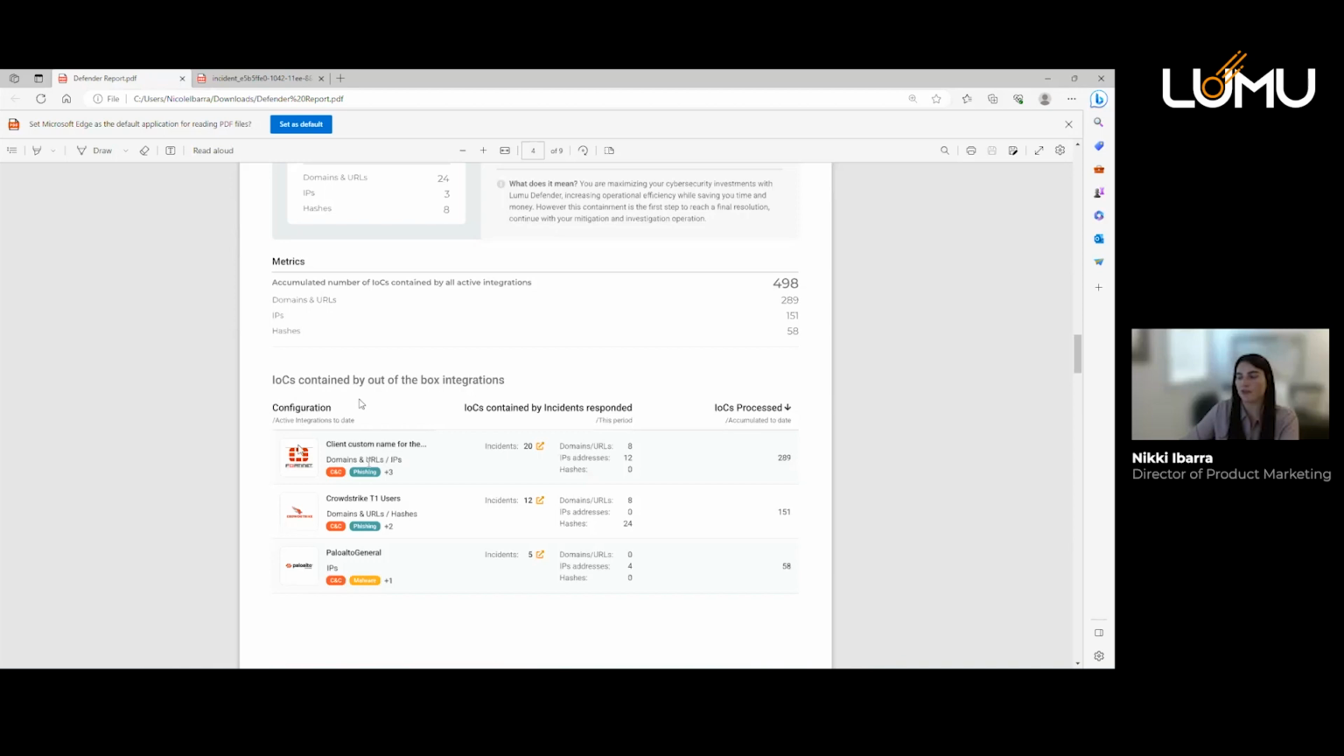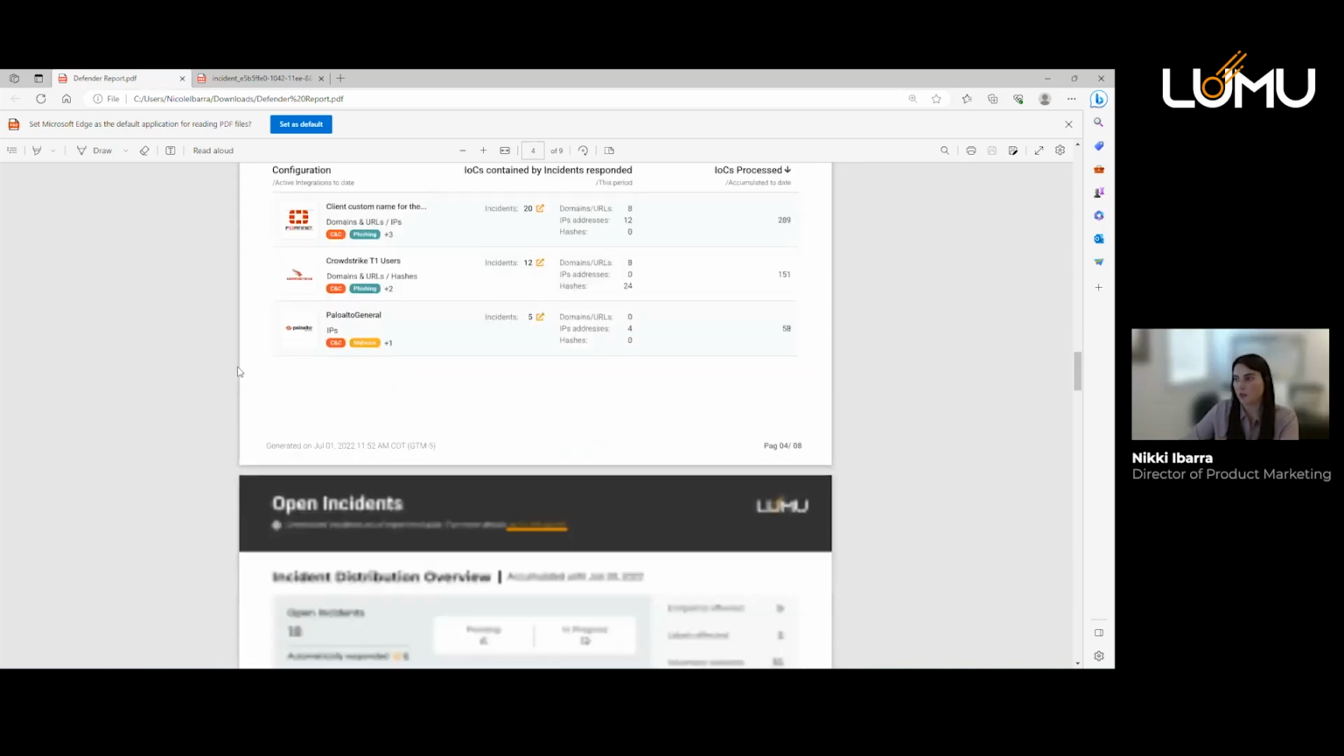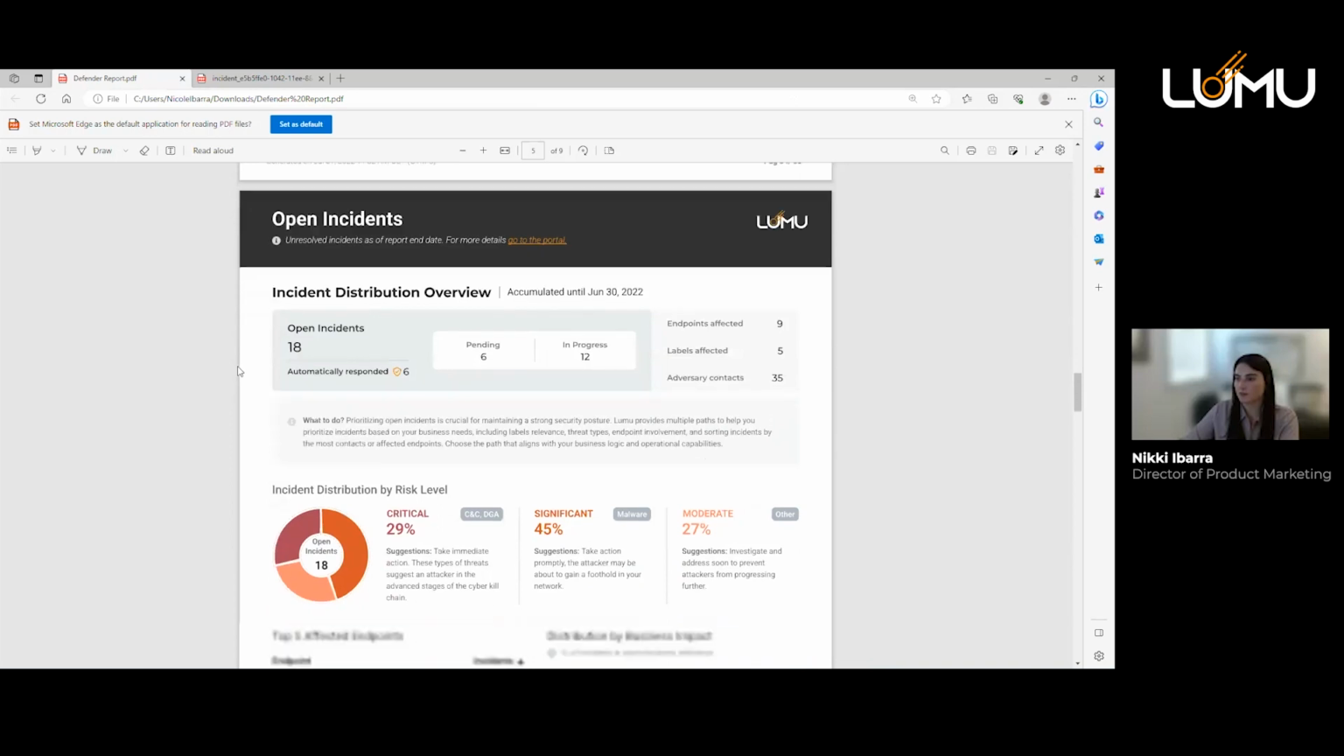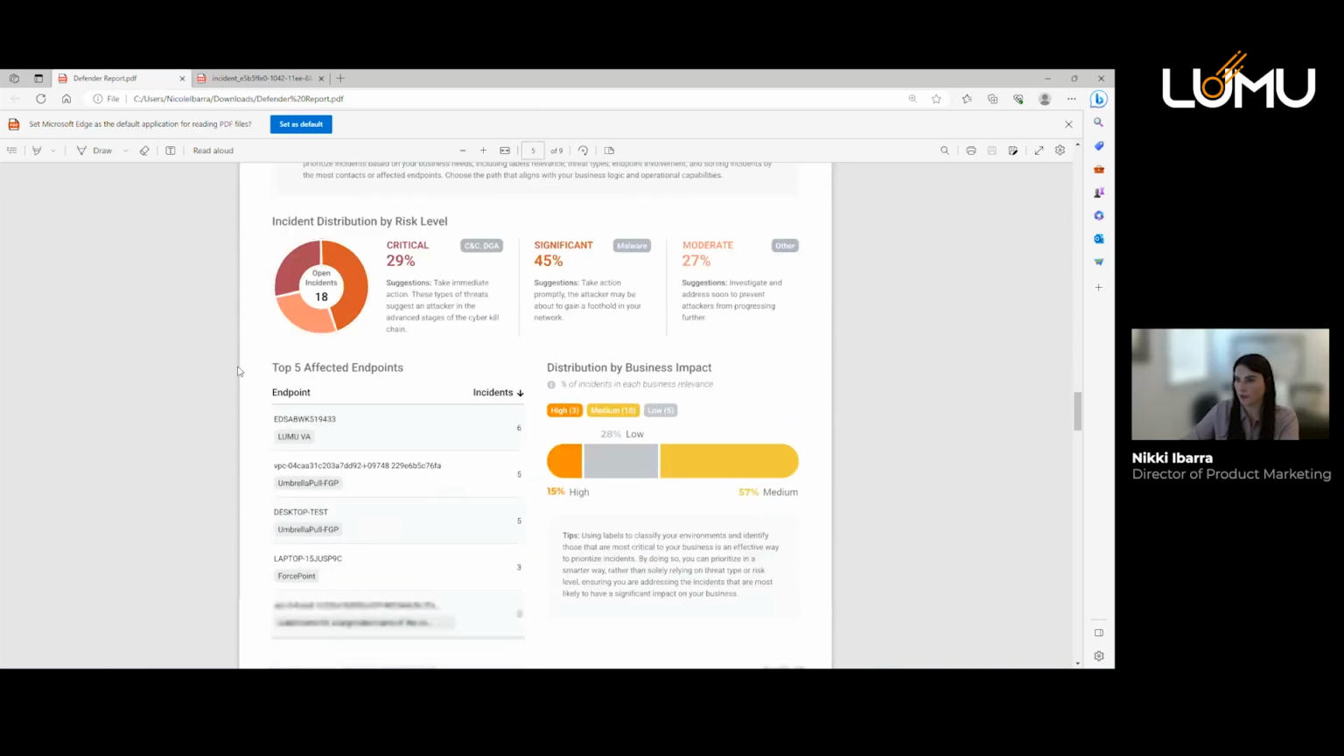So you have the different integrations that you configured, and you can see the different incidents that they've blocked or contained since they've been set up with the Lumu product. And that's where you can visualize all of that.